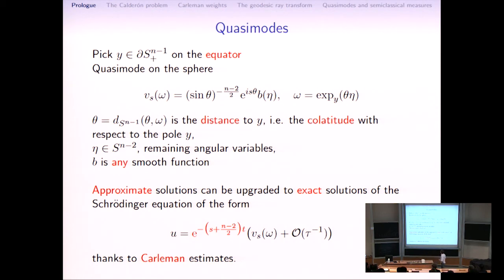You can compute the Laplacian and you obtain something which is bounded with respect to tau. So remember, S is tau plus I lambda. So this is highly oscillating in tau.